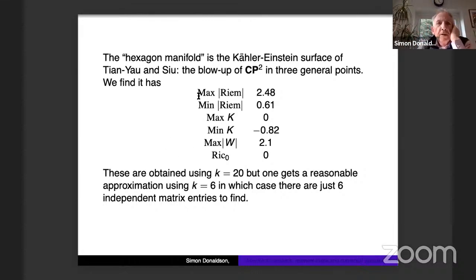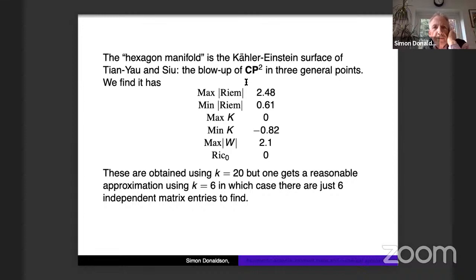So what we might call the hexagon manifold, because its polygon is a hexagon, is maybe the simplest Kahler-Einstein manifold which somehow doesn't have an explicit description. There's no explicit formula for the metric. The existence of this metric was proved by Tian and Yau and Hsu at the same time. As a complex surface, it's just the blow up of the projective plane in 3 general points.